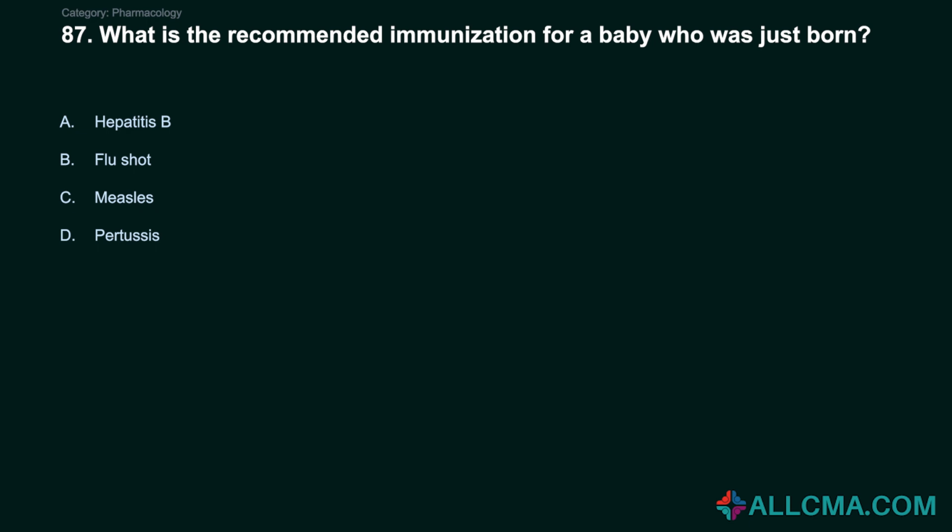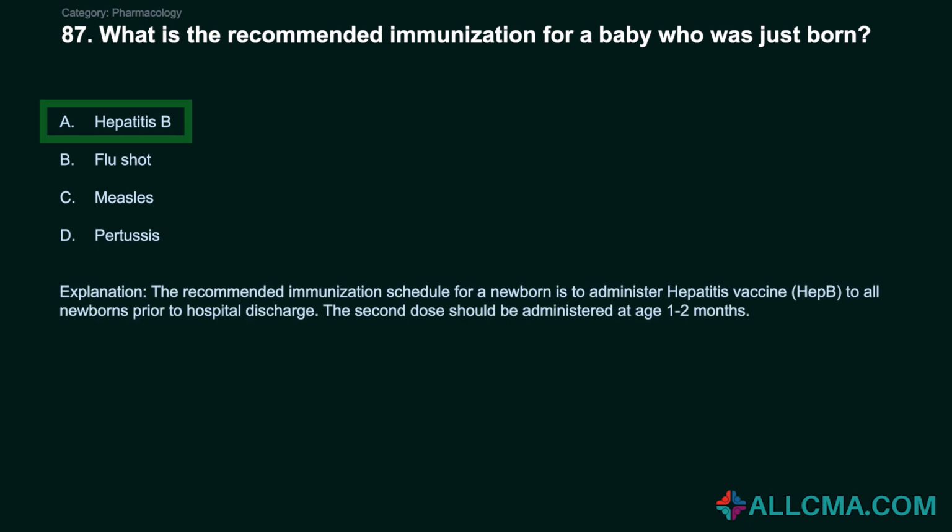87. What is the recommended immunization for a baby who was just born? A. Hepatitis B. B. Flu shot. C. Measles. D. Pertussis. Correct answer, A. Hepatitis B. The recommended immunization schedule for a newborn is to administer hepatitis vaccine, Hep B, to all newborns prior to hospital discharge. The second dose should be administered at age 1 to 2 months.